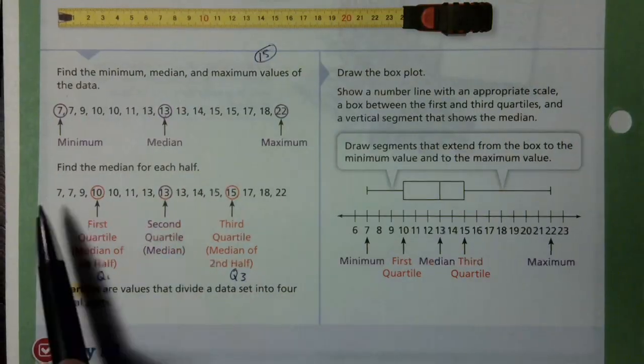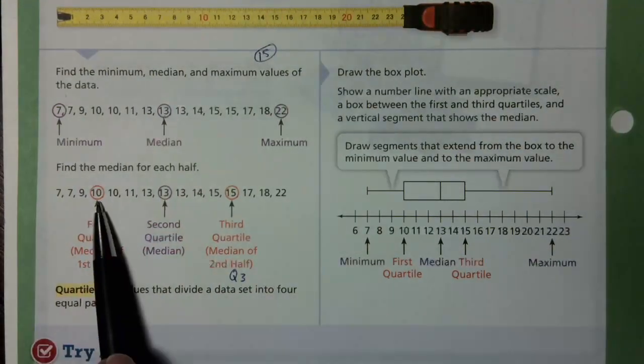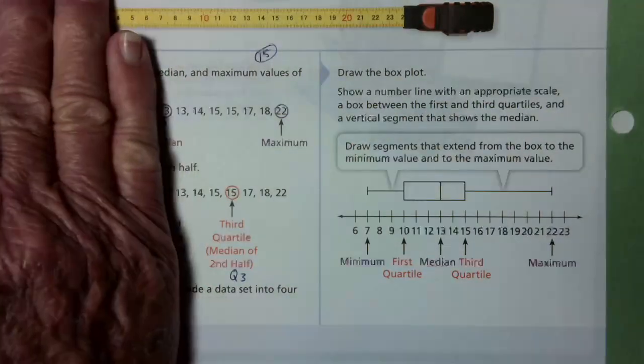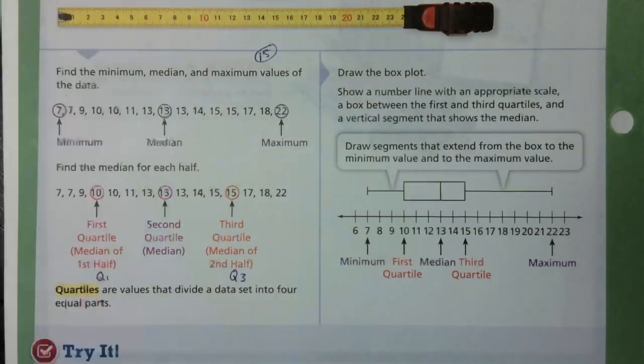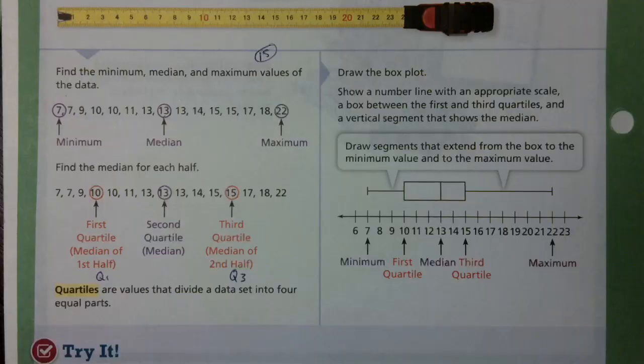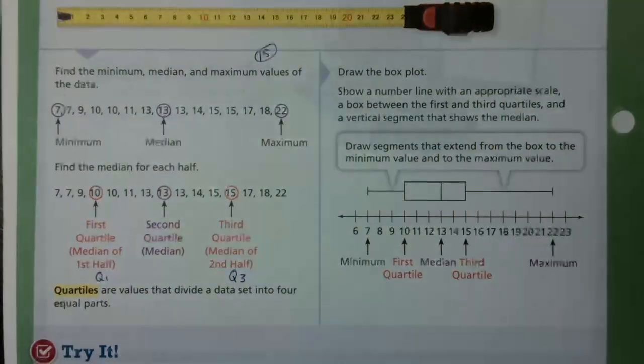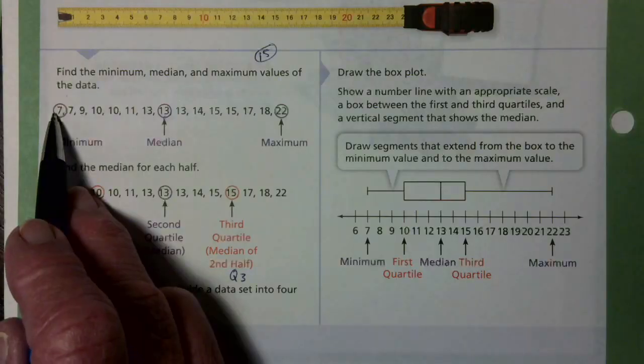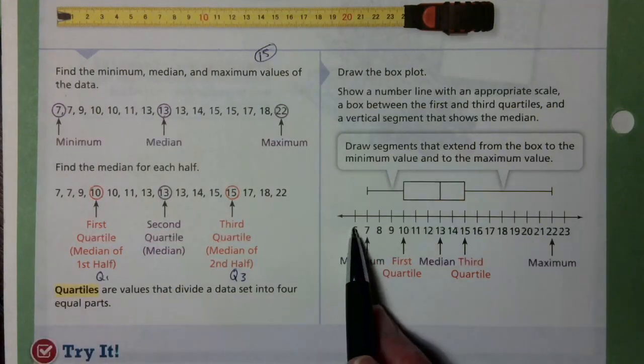This is the median of all the data. This is the median of the bottom half of the data. And this is the median of the top half of the data. Okay? Now look at the picture that they drew. They started a little below their lowest with a 6 over here.